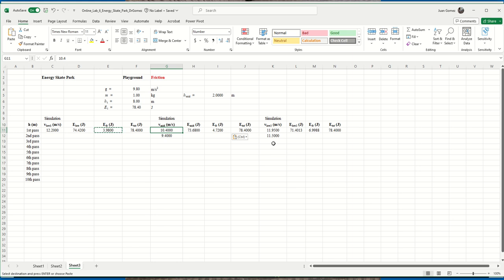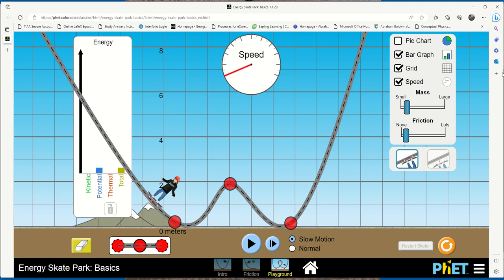And I know this video is a little bit long, but hopefully this will work. But you want to make sure you set your mass and friction. You want at least 8 passes. You want the skateboarder to make at least 8 passes over the track.